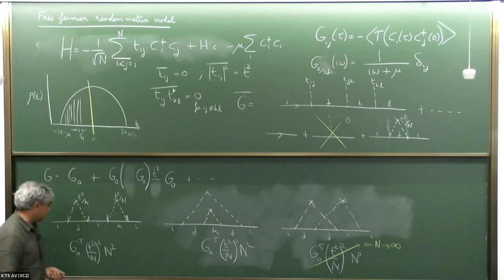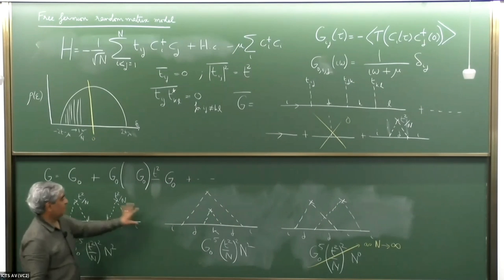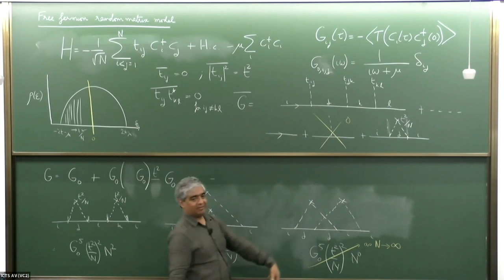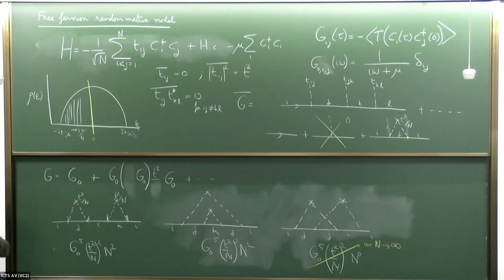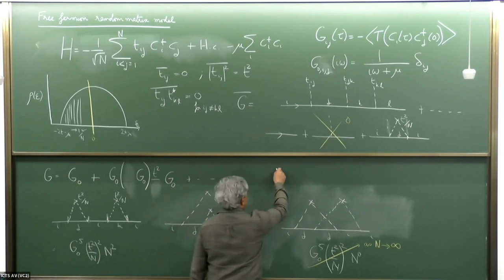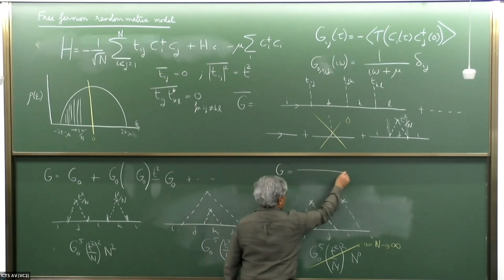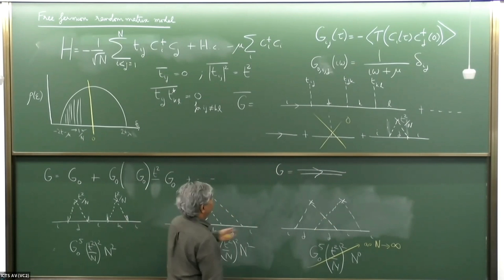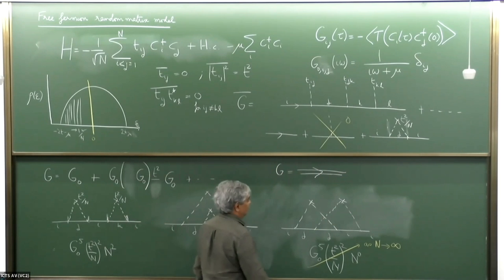So that's the essential simplification. Now you can go to sixth order and you'll see the same thing happen. You'll get lots of contributions, but anything that has lines crossing each other will be down as N goes to infinity. So you can put this all together into a very simple equation. All the graphs that contribute are very simply written down. So if I take the full Green's function and I call it G, the full line, then you can see that all of these graphs that are non-zero are contained in the following equation.